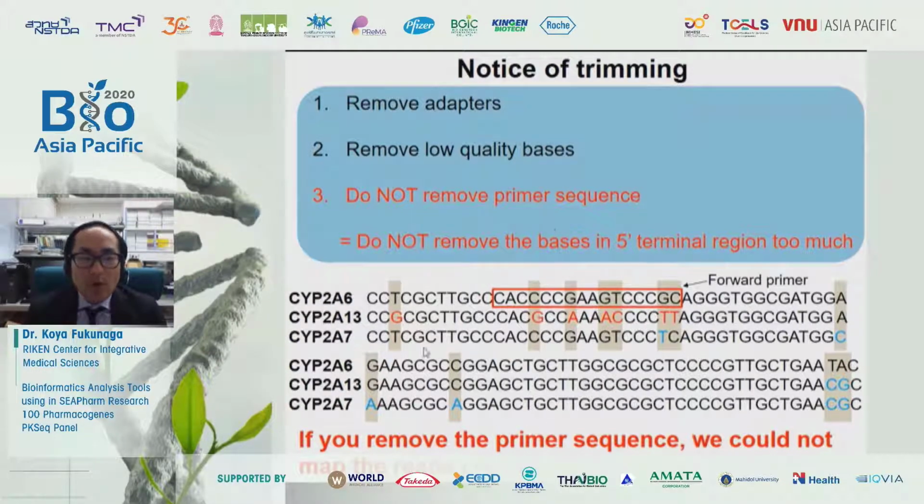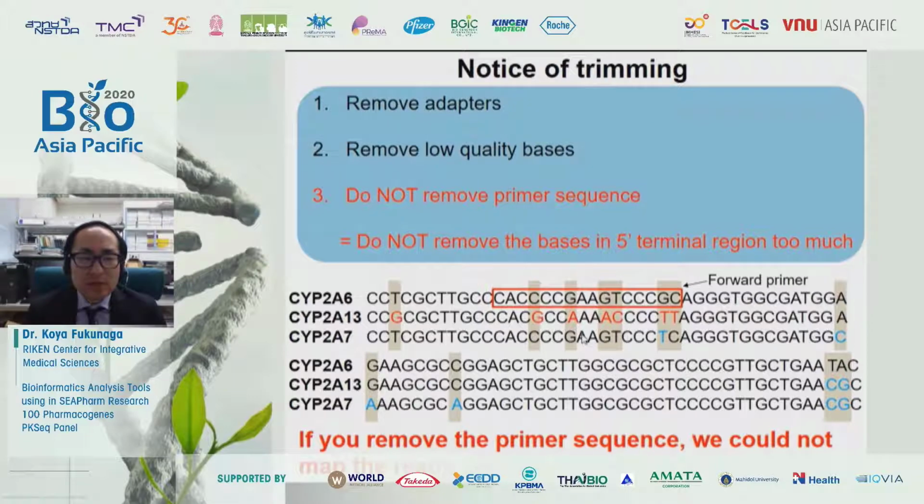For example, look at the bottom panel. There are the sequences of the CYP2A families. To amplify only the CYP2A6 sequences, I used gene-specific primers like this, like a forward primer, except for this base. All bases between the CYP2A families are the same. If you remove the primer sequence, we could not map the reads correctly.